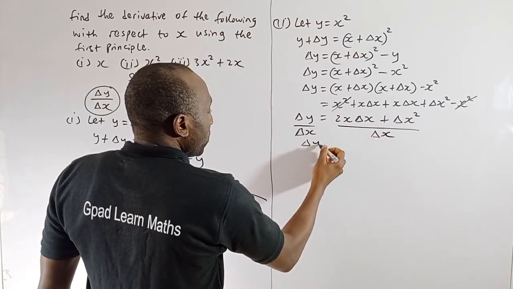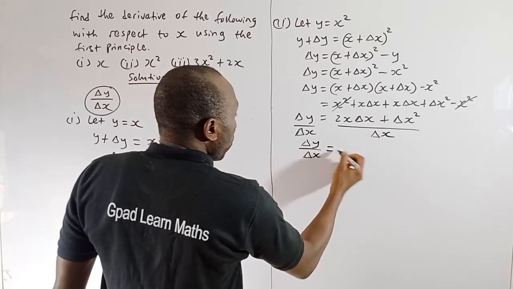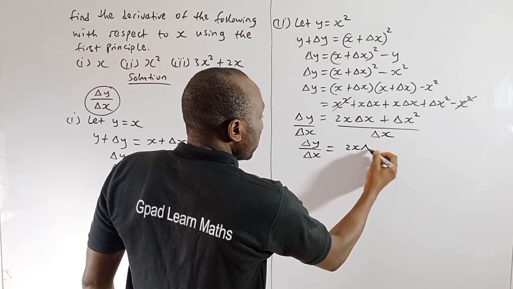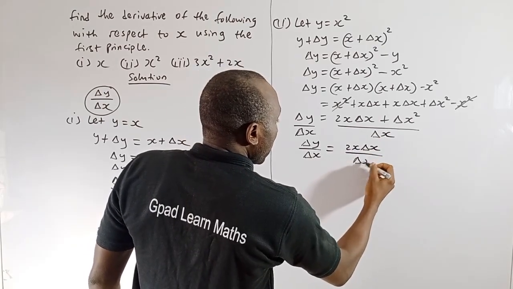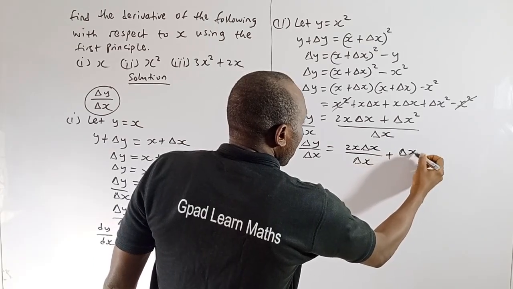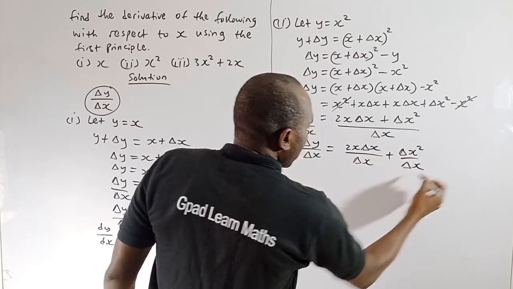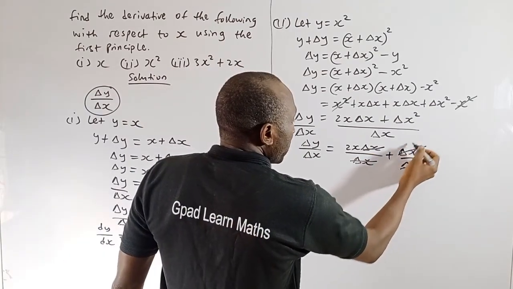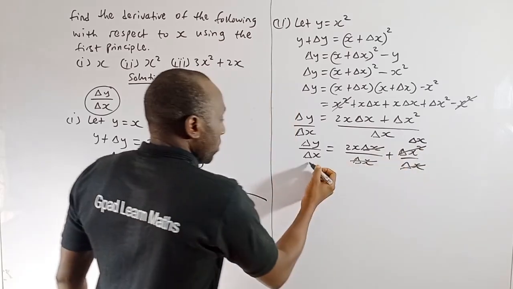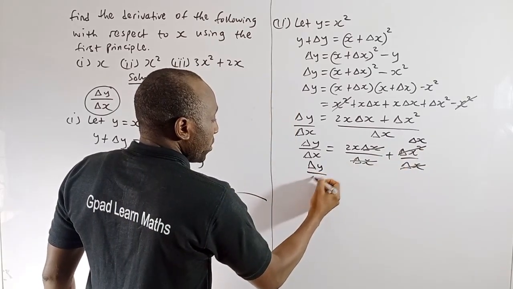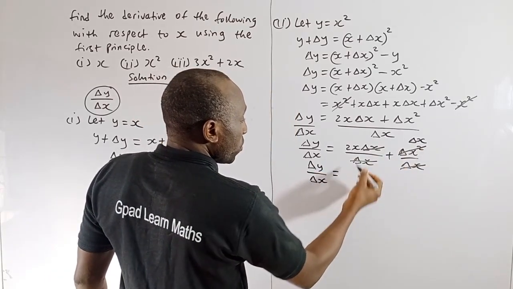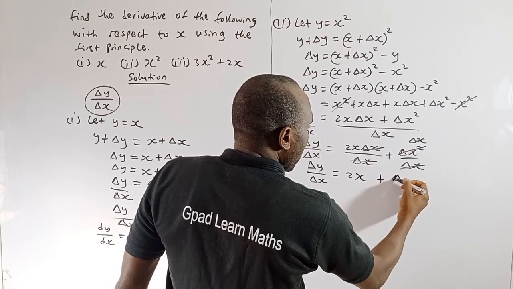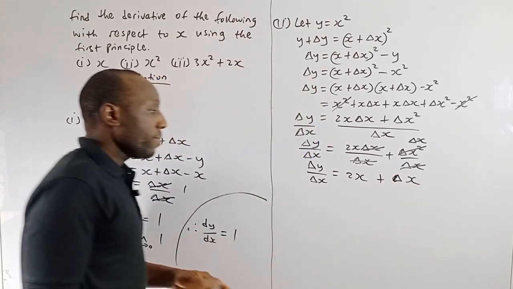So you have change in y over change in x is equal to, we're using this to divide this and this. So I have 2x change in x over change in x plus change in x squared over change in x. This cancels this, and change in x cancels one of this. You have change in x. So change in y over change in x is equal to 2x, then plus what? Change in x. Are you with me?